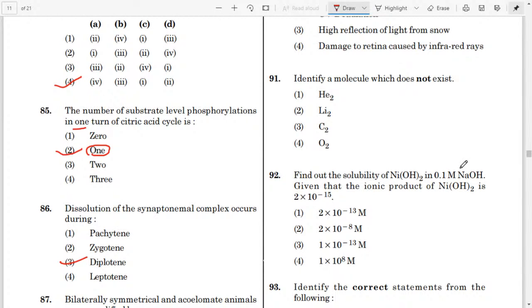Question number 91, identify a molecule which does not exist. Dear students, it is a straightforward question. Among helium, lithium, carbon and oxygen, which is a noble gas? Helium. Can you find He2? No. So option number 1 is the correct option, students.